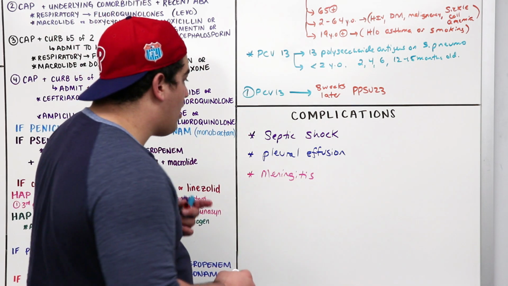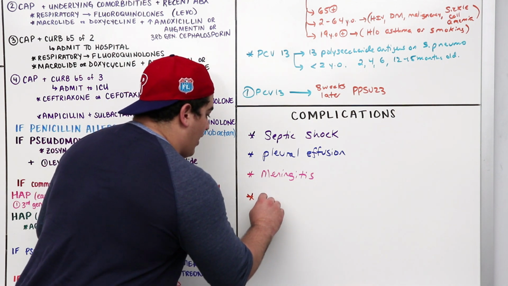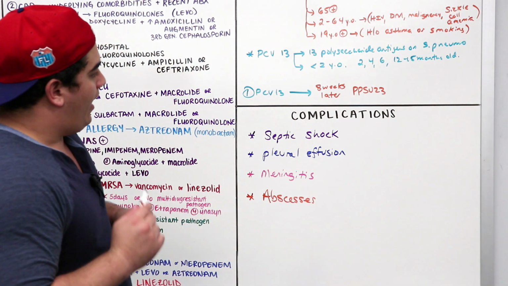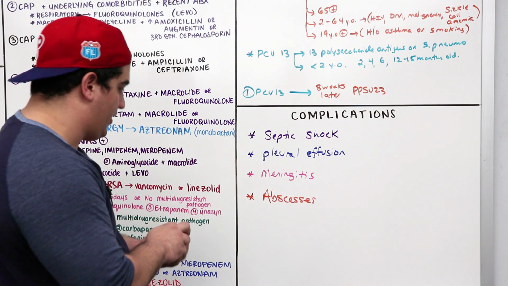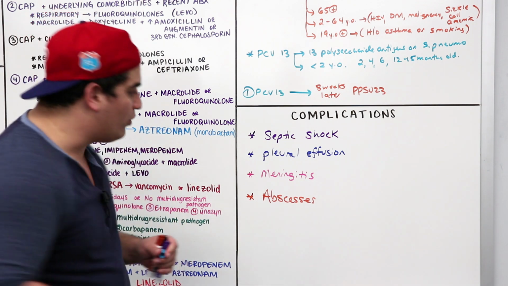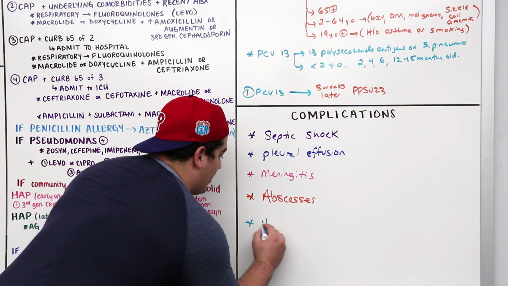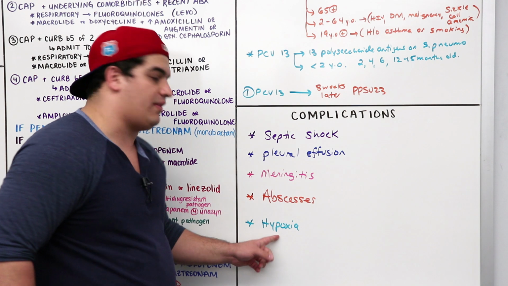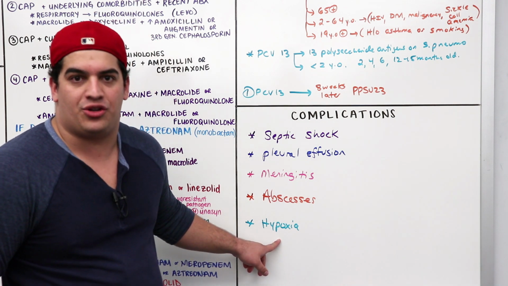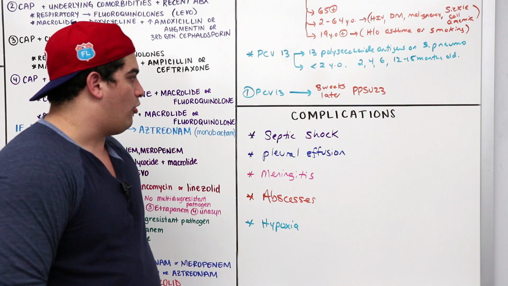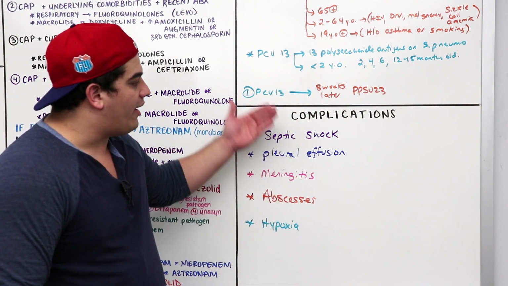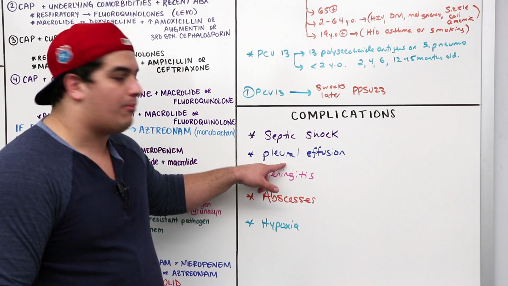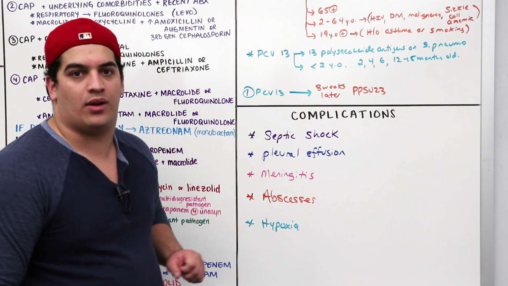Other things that can develop as complications are abscesses, right? And the really bad one that obviously can come from this is hypoxia. You can develop some really nasty hypoxia, and this can become a problem because of the shortness of breath, the improper ventilation, and the improper perfusion that can come from pneumonia, okay? So these are the things that you want to be careful of that can develop as a complication from pneumonia: septic shock, pleural effusion, meningitis, abscesses, as well as hypoxia.